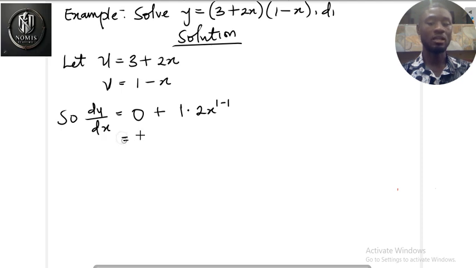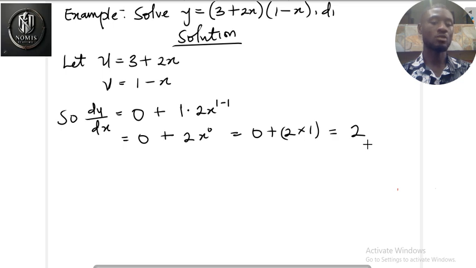So that gives 0 plus 1 times 2, which is still 2, times x raised to the power of 0. x to the power of 0 is 1, because anything raised to the power of 0 is 1. So everything here is 0 plus 2 times 1, so that's 2. So when we differentiate 3 + 2x, we have 2.